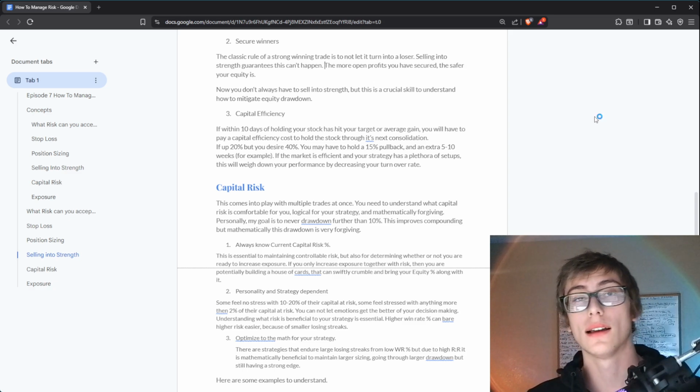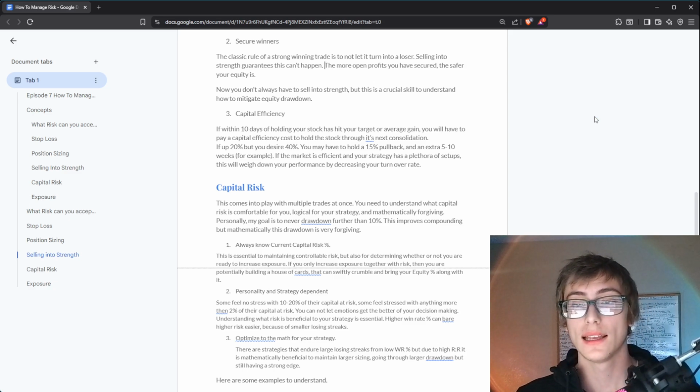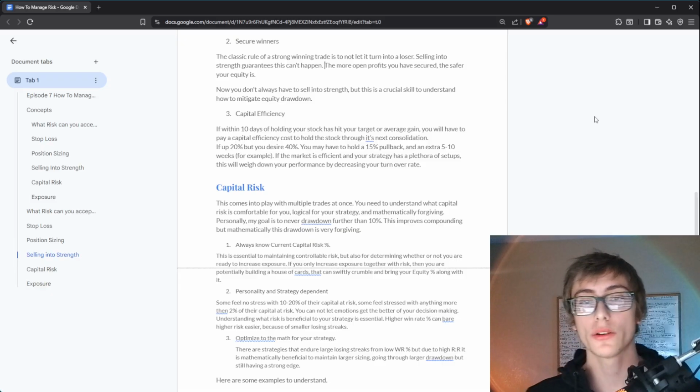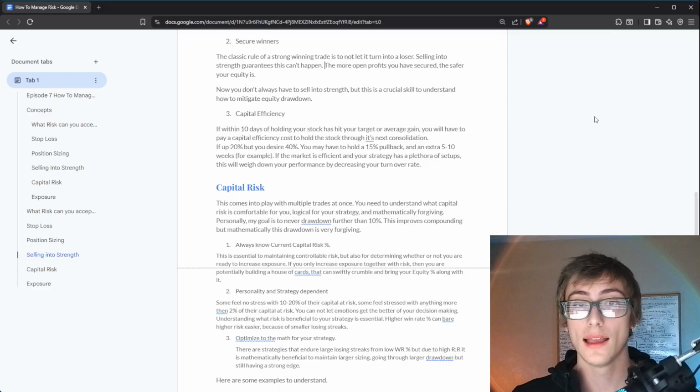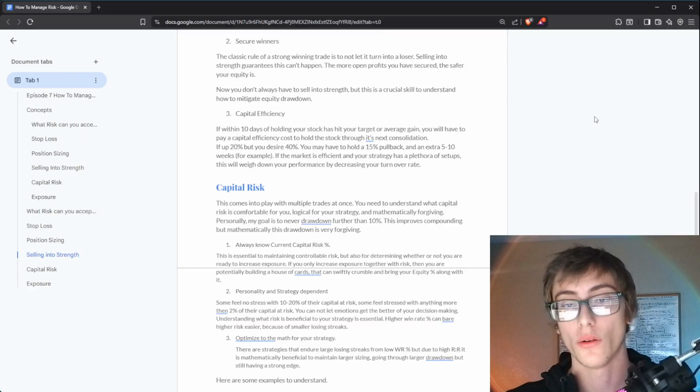Like I was saying in one of the previous points, opportunity cost, right? Opportunity cost in reference to your exposure. If you had 5% capital in that stock, you could have had it elsewhere and you could have secured 2 winners by the time that you only secured 1 winner.